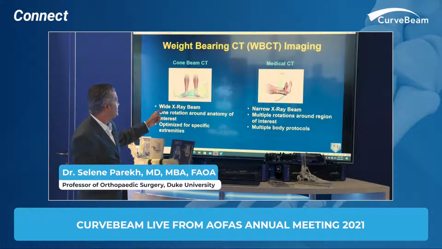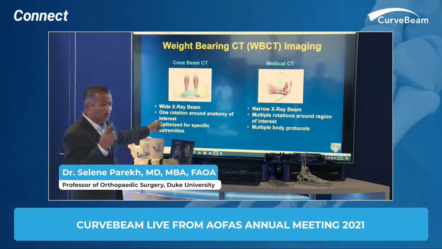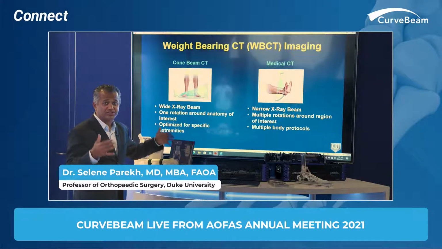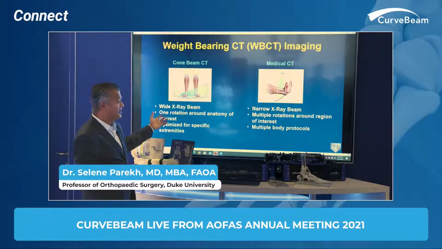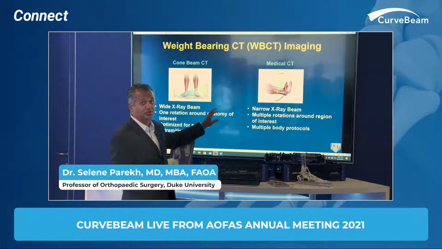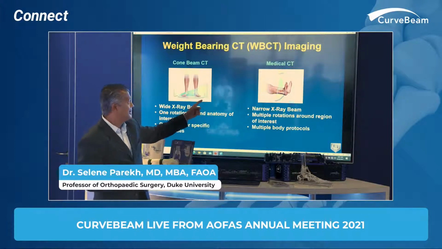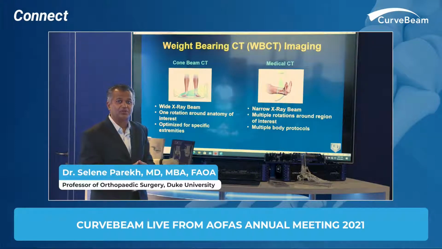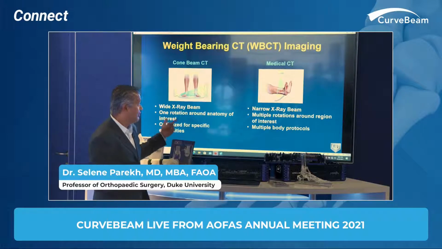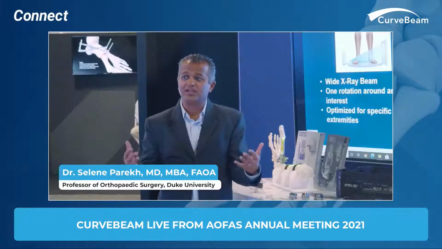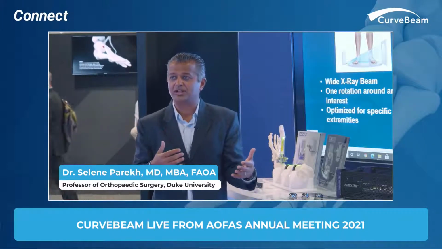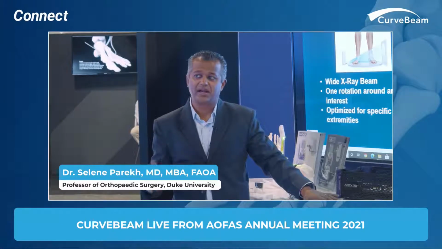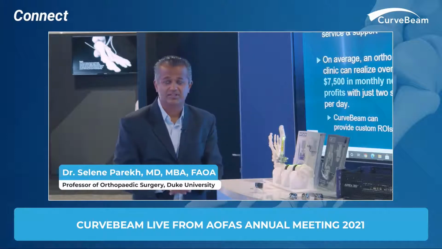So if you look at cone beam CT, it's a wide X-ray beam, one rotation around the anatomy, so it's fast, it's easy, it's quick for the patient to just stand there and get this done, and it's really optimized for extremities. Whereas traditional CT scans use a narrow beam X-ray. It needs multiple rotations to go around the extremity to get the information you need, and multiple body protocols. So you need the radiology tech to plug in the protocol for whatever extremity you're doing, and it can take time to get those CT scans compared to a weight-bearing CT.